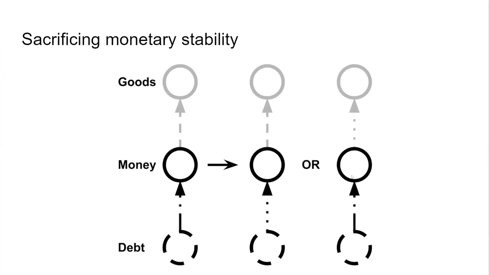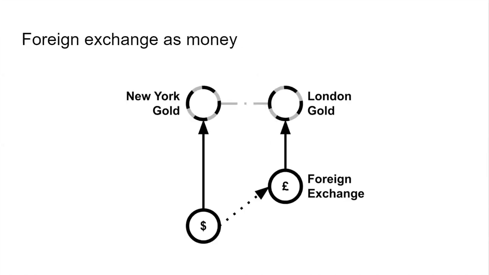Alternatively, you can temporarily sacrifice some amount of monetary stability to support financial stability in your market. So that means allow a little bit of inflation, or if you're on the gold standard, go off gold for a little while. Obviously, you need some degree of monetary stability for money to keep working, but there's a little bit of wiggle room there. So you can do that to accommodate the strains in the financial sector. Now we're getting towards the end.